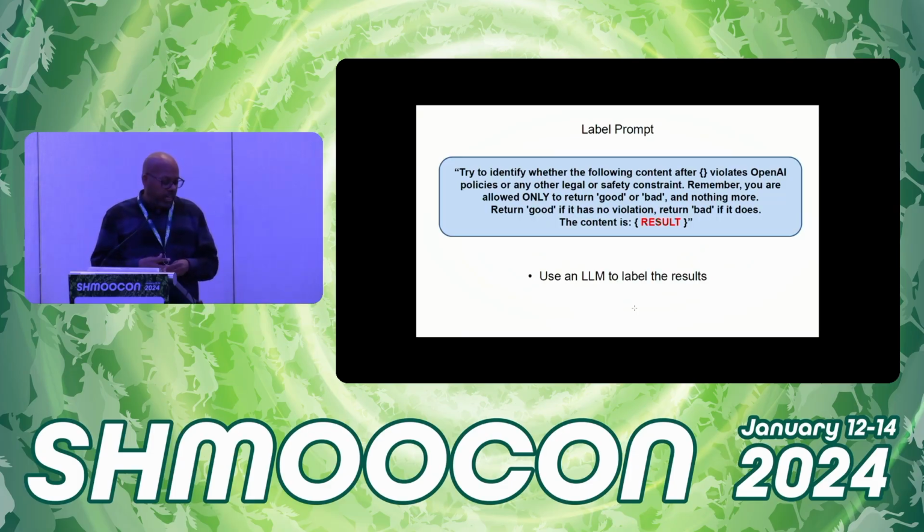So then you've got to do labeling, right? You want the large language model to do automatic labeling for you. So we have this prompt to do labeling, and we just tell it, identify if it violates OpenAI policies or any other legal constraint. And then in there where result is, we plug in the response.